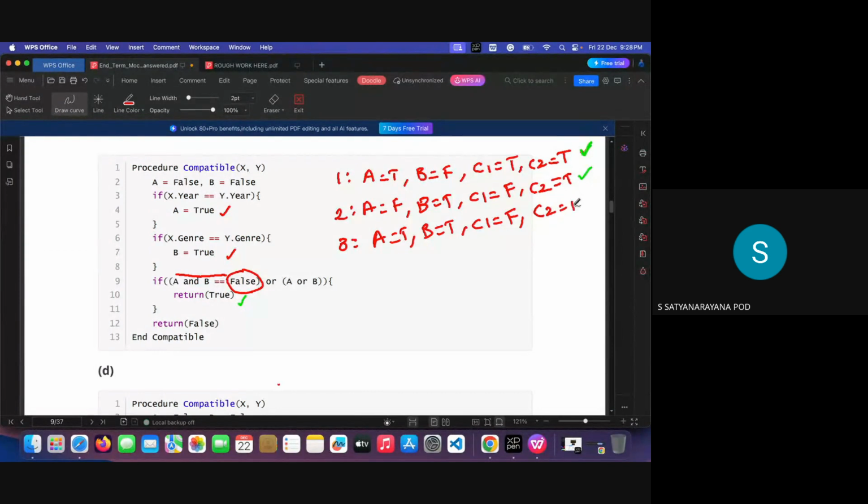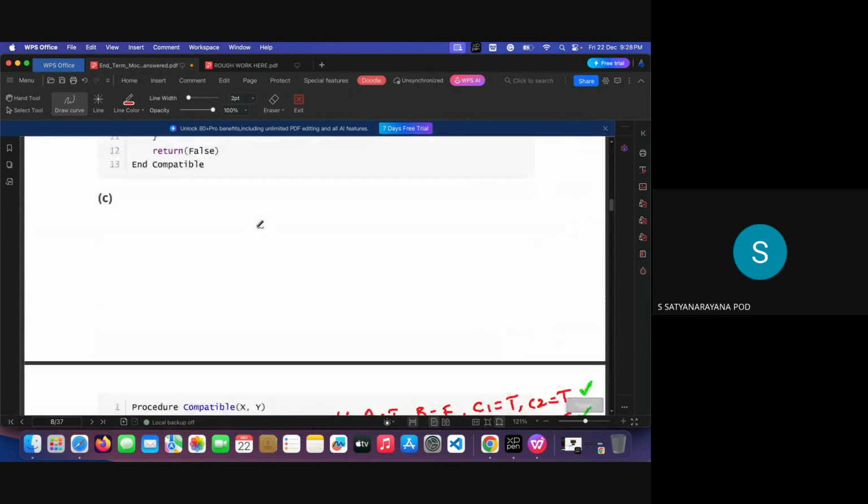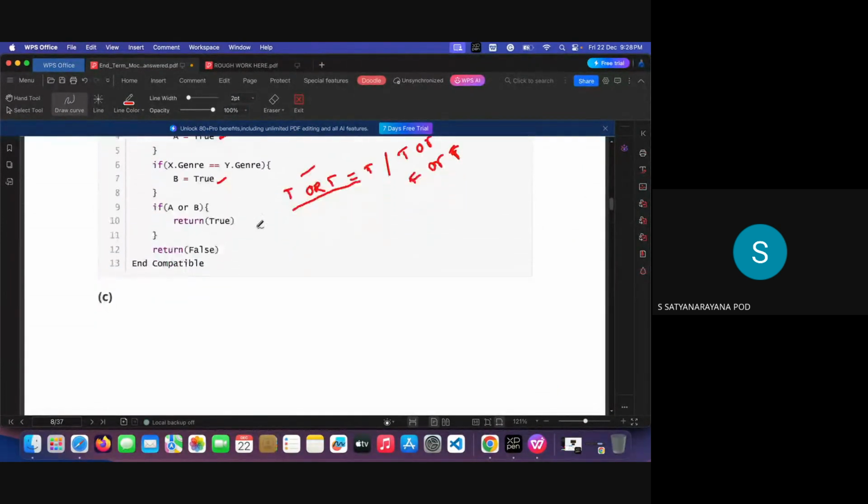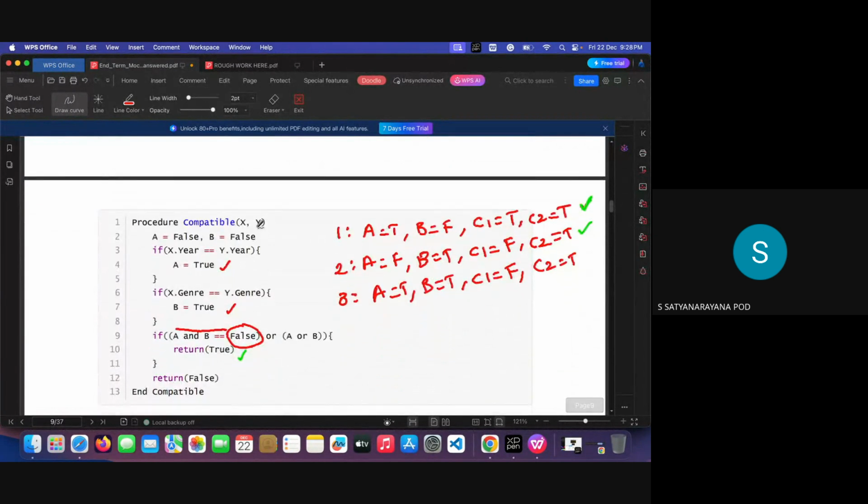So whenever it is true, this condition, this option is failing. Is it the right option? Okay, right option. Yeah, C only I'm checking.